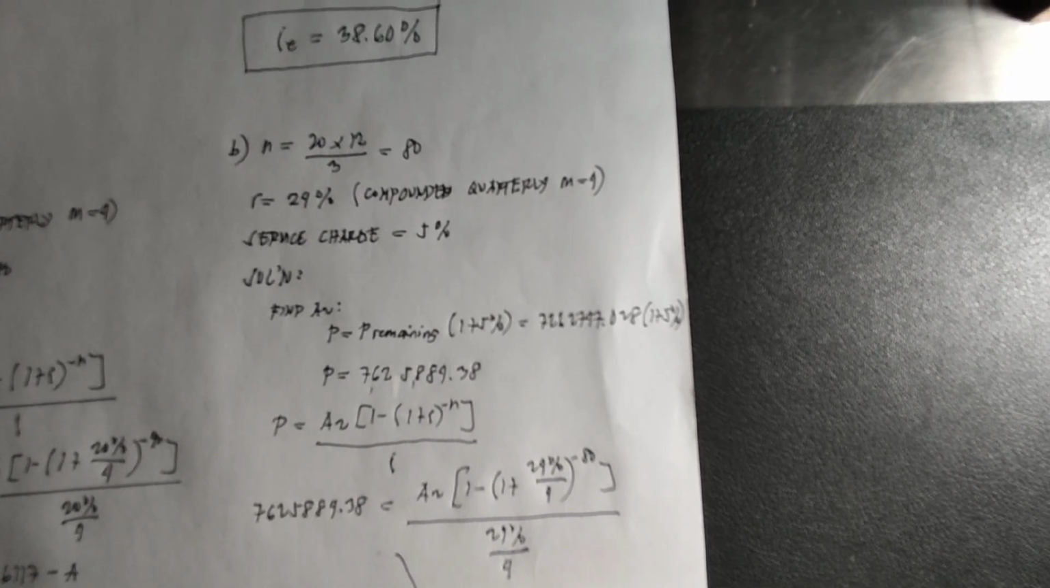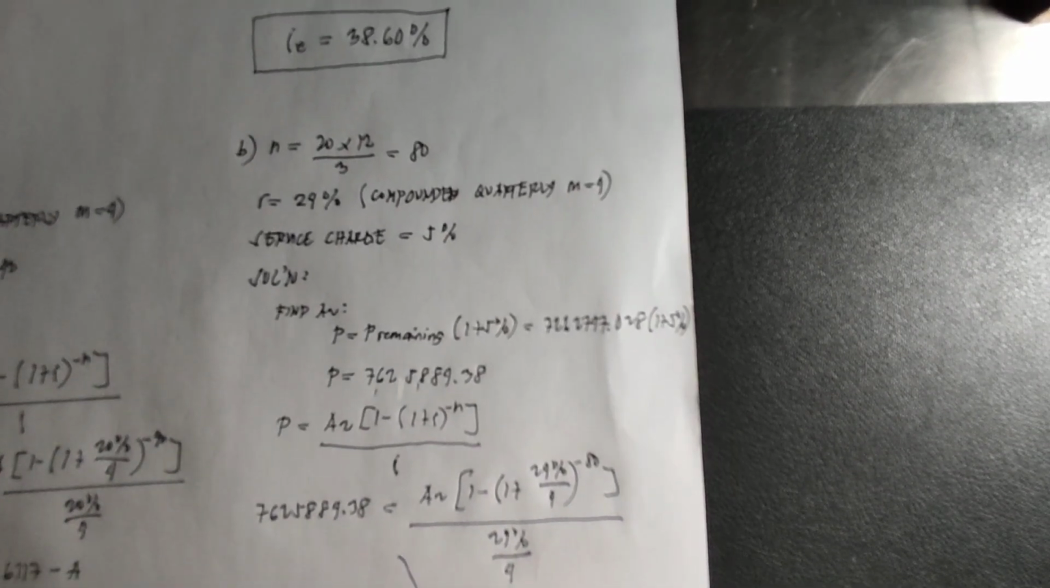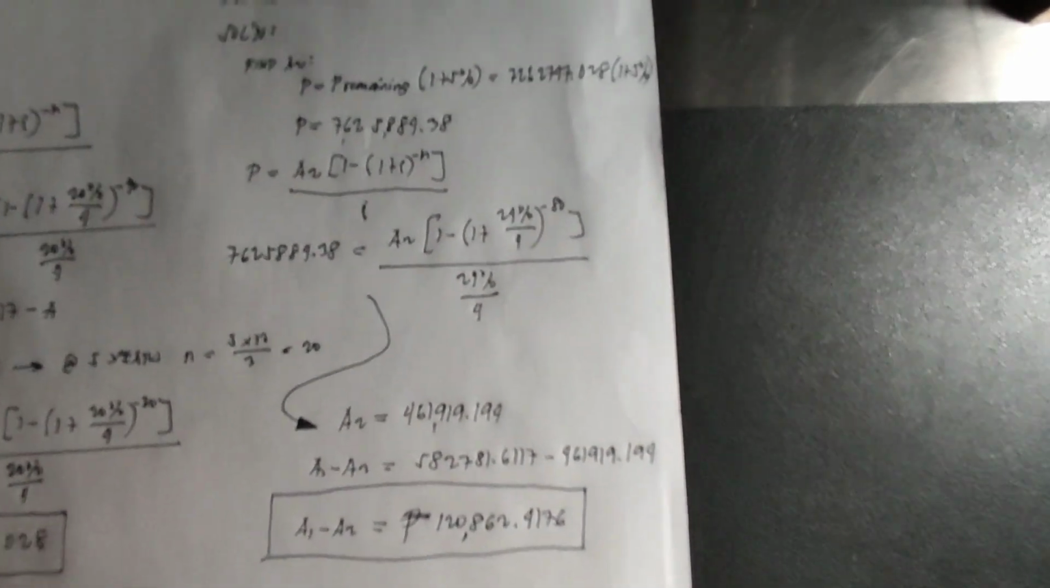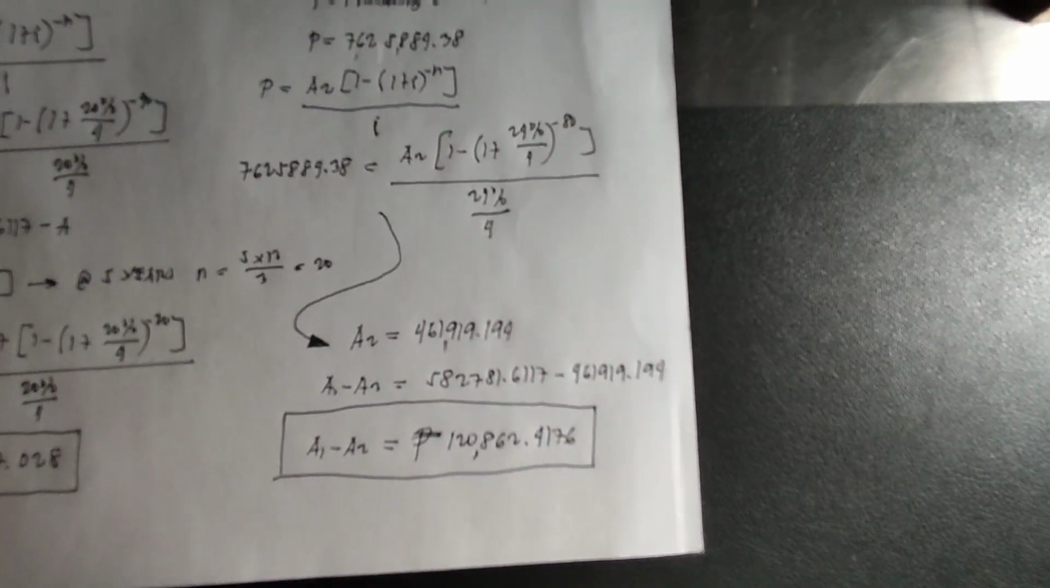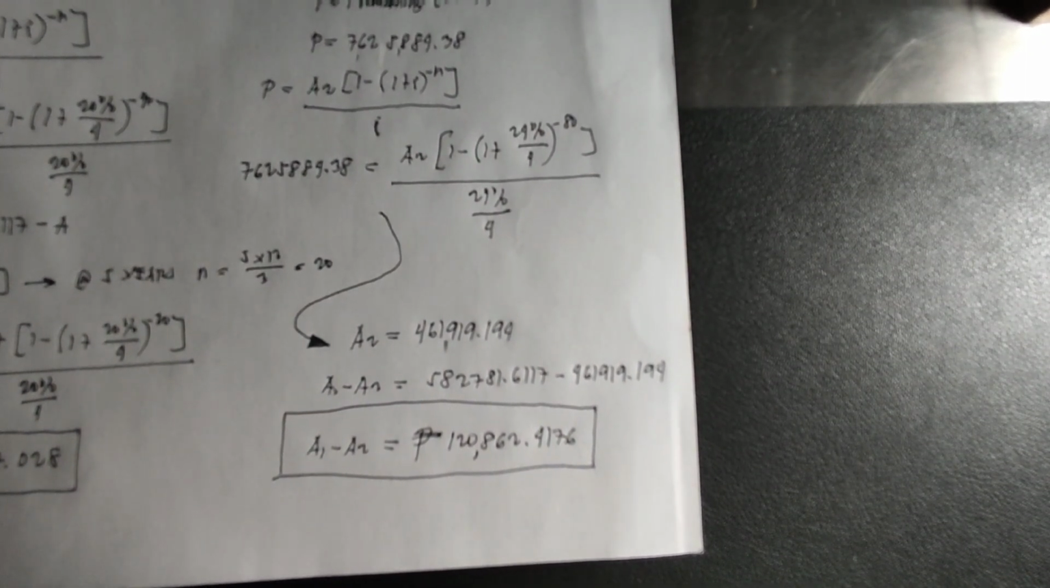So since we got our value for P, we will substitute. 7,625,884.38 pesos is equal to A sub 2 multiplied by the quantity of 1 minus (1 plus 24% over 4) raised to negative 80, all over 24% over 4. So let's calculate that. Our A sub 2 will become 462,919.194 pesos.